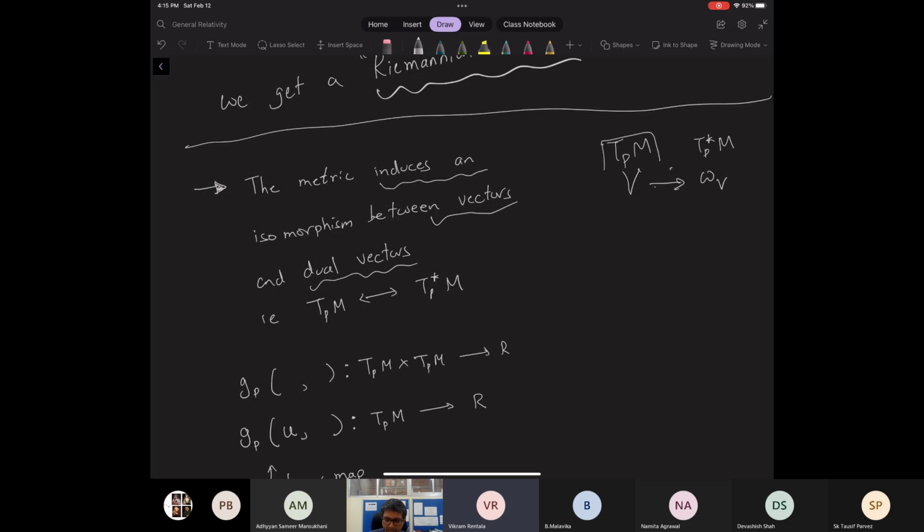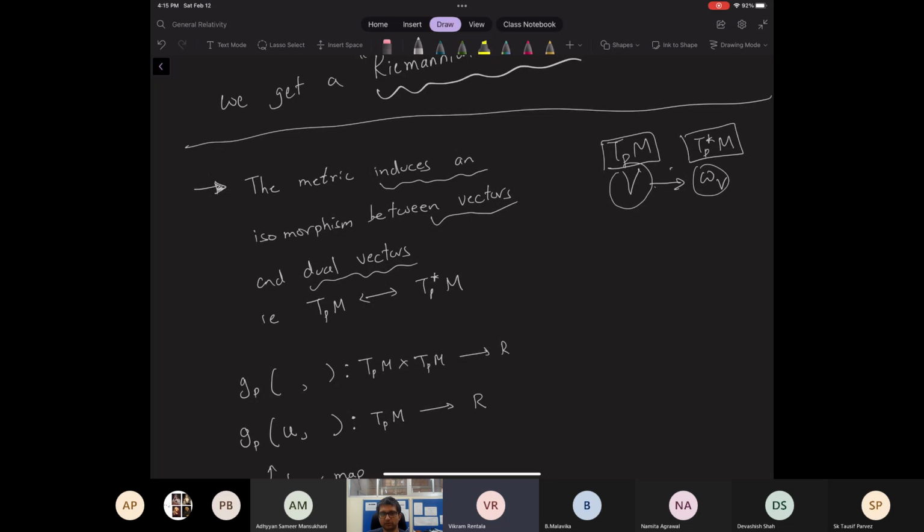These vector spaces have the same dimensions, but they're different vector spaces. In general, there's no way to take a vector in TPM and relate it to a vector in TP star M. You can make a choice, but there's no preferred choice. All choices are okay.